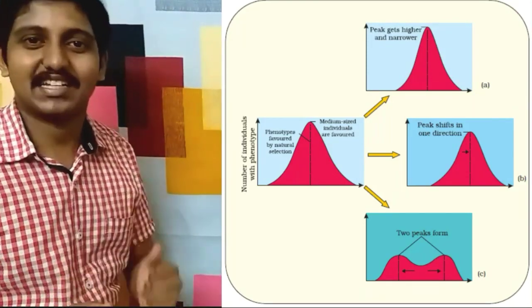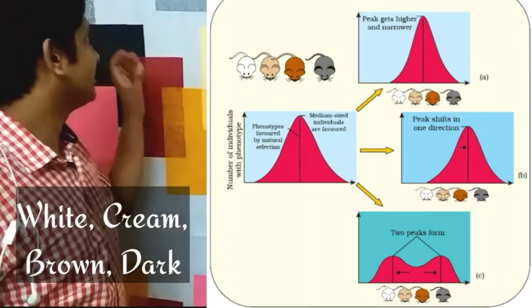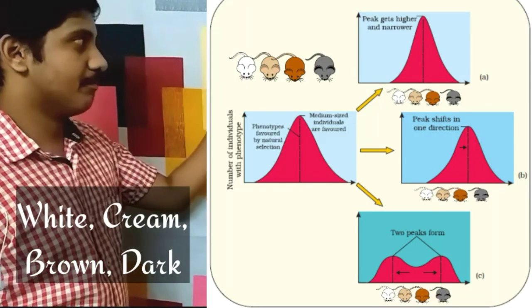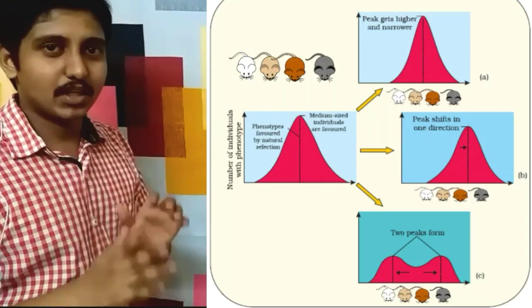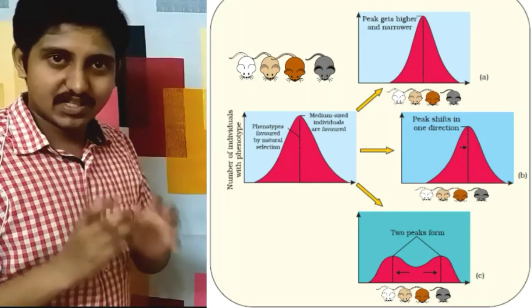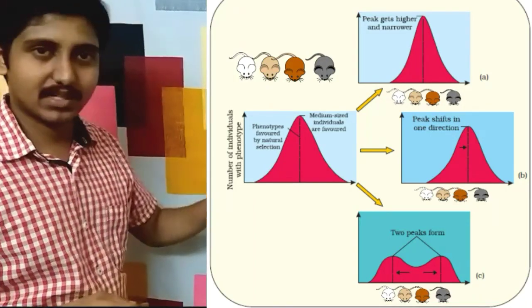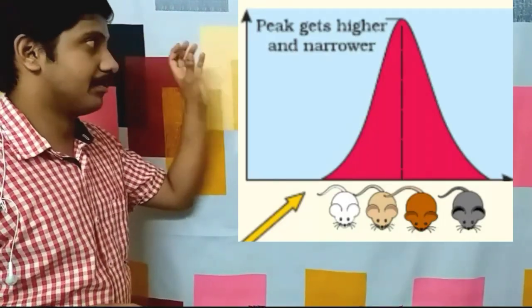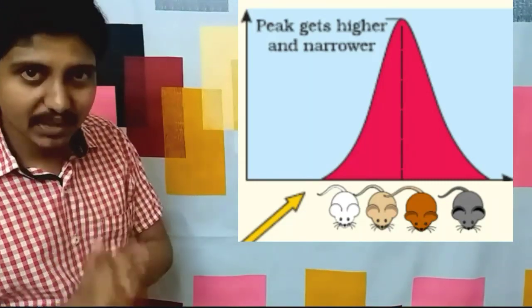So let's understand each of these with suitable examples. For that, let's invite 4 new friends, that is 4 different mice. A white colored mouse, then a cream colored mouse, a brown mouse, and a dark colored mouse. Okay, so let's assume that they live on a certain land, and for example, if the land is mostly soil, and it resembles the color of the yellowish or cream colored mouse and the brown mouse, naturally they will be safe from the predators.